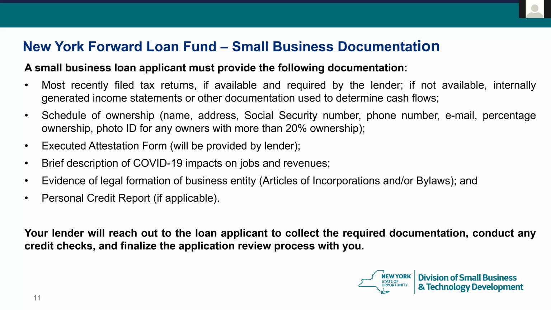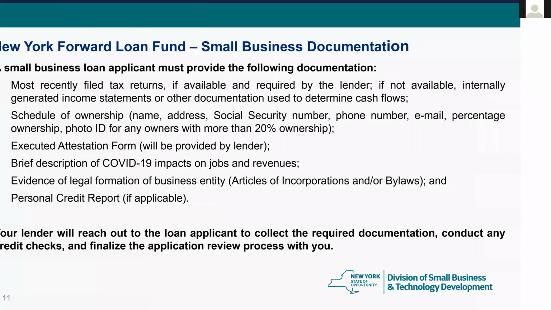And if you are a small business, a personal credit report for anyone with a 20% or greater ownership of the business is going to be pulled. You don't have to worry about that, but the lender is going to pull that. They'll have you sign a disclosure to pull the data. And the lender, again, is going to reach out to the loan applicant after you've gone through the pre-application process to start collecting this required documentation and conduct credit checks and to finalize the review process with you.